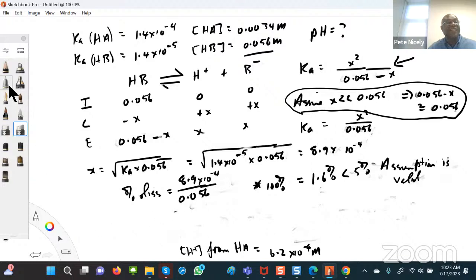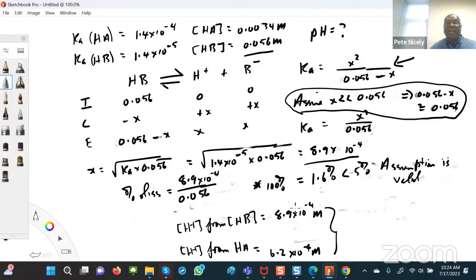So we can say that the concentration of H+ from the second acid, which is the propanoic acid, is equal to what we got here, which is 8.9 times 10 to the minus 4 M.